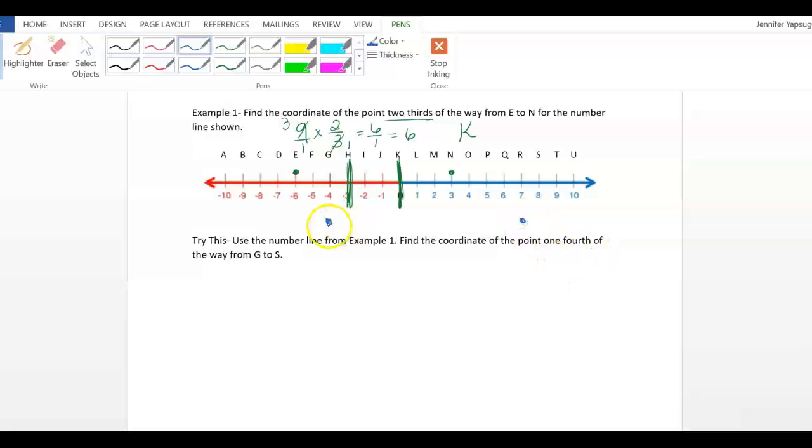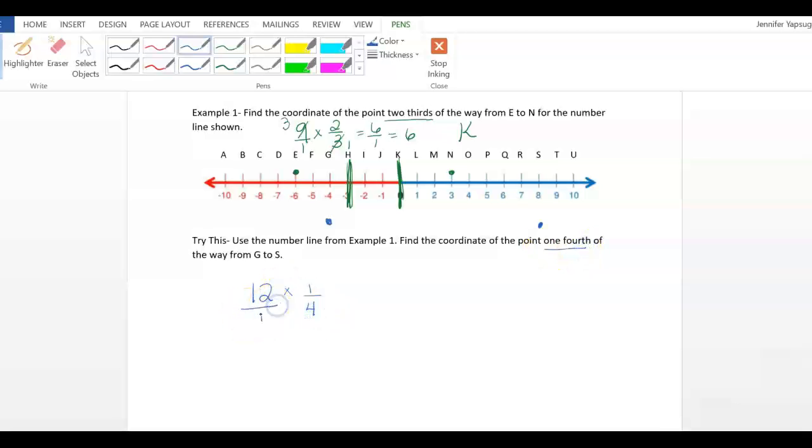So I'm going to count and see what my distance is from G to R, or I'm sorry, G to S. Oops, let me erase that. G to S is right here, sorry. All right, so let's go ahead and count. So that's 1, 2, 3, 4, 5, 6, 7, 8, 9, 10, 11, 12. So that's 12 units. And I am finding it 1/4 of the way, so I'm going to multiply by 1/4.